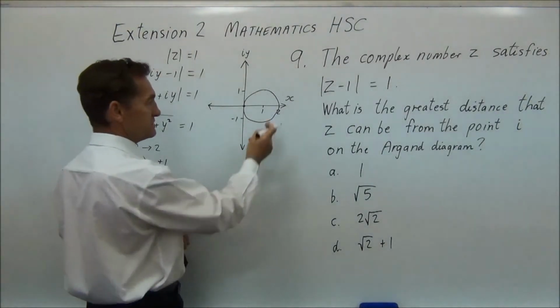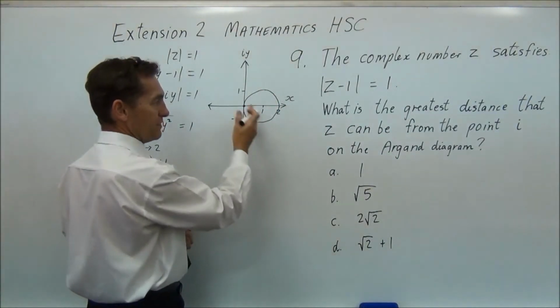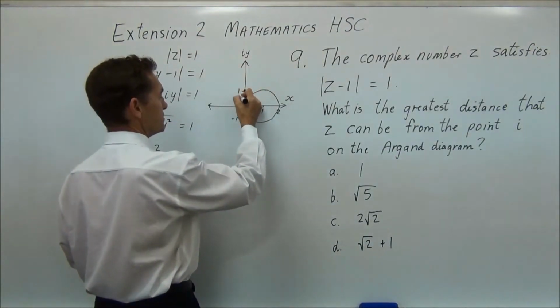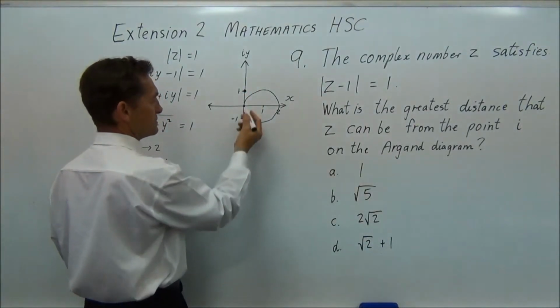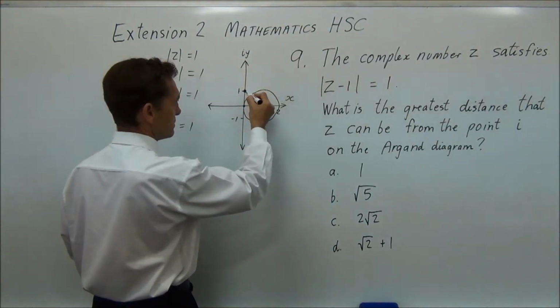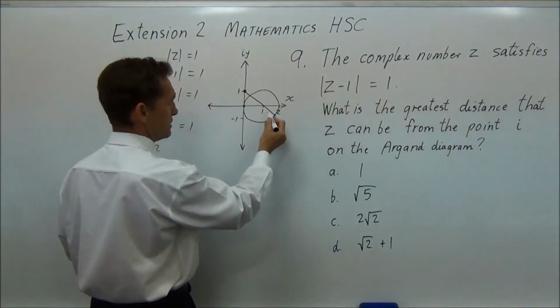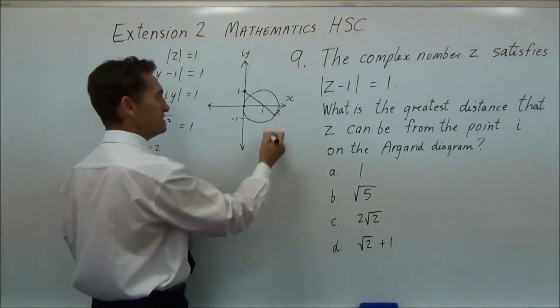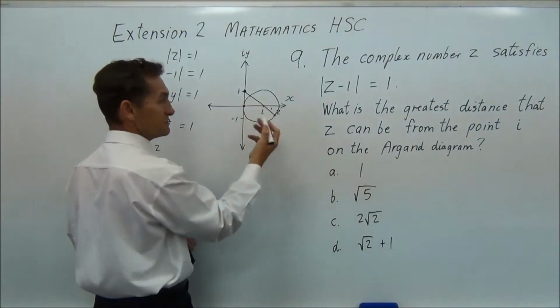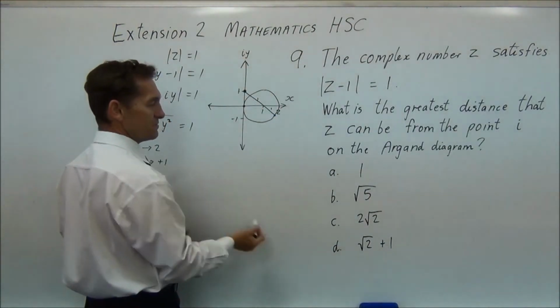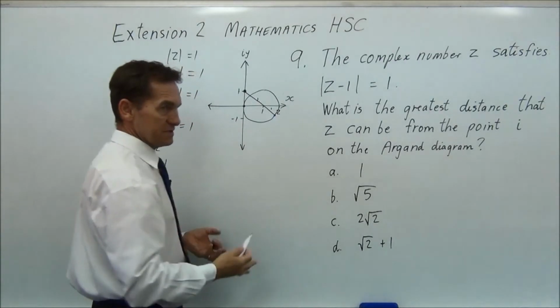Now what we want is the greatest distance from i. Well, where's i? There's i, right there, i equals 1. So the greatest distance from here is going to go actually through there to the other side of the circle. What's that distance? That's the radius, that equals 1. What's that distance? That's the radius, that equals 1. So you go 1 plus a bit.